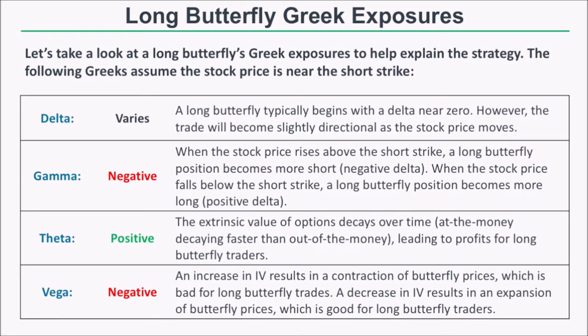So, all in all, a long butterfly spread profits when the stock price remains near the short strike as time passes, and that's represented by the positive theta. And a long butterfly spread can also make money from a contraction in volatility, as that'll cause a long butterfly spread's value to increase. Now, the way a long butterfly spread loses money is if the stock price makes a significant move in either direction or if implied volatility increases.